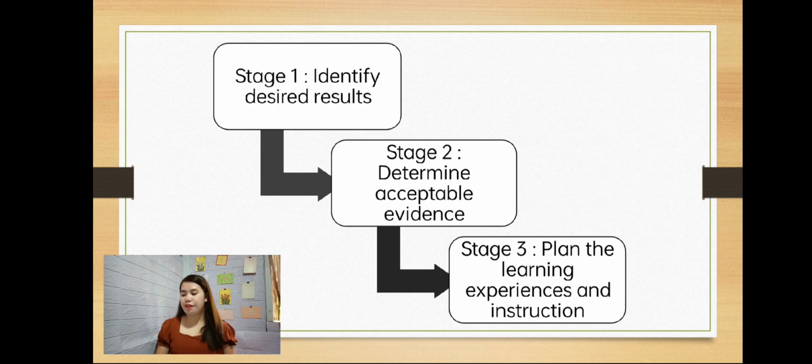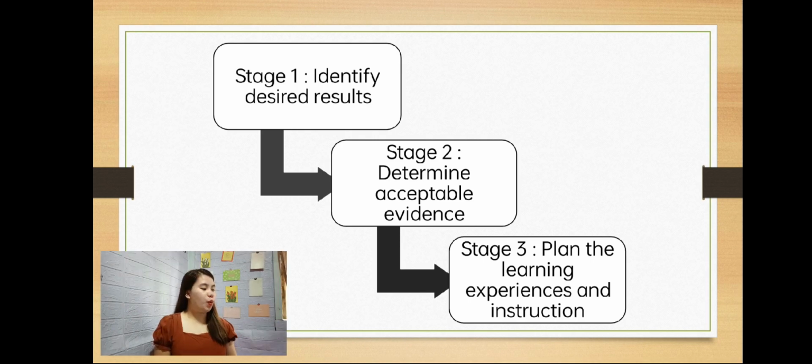Stage 1, identify desired result. Stage 2, determine acceptable evidence. Stage 3, plan the learning experiences and instruction. So, dirian na model is lahi siya because ang evaluation is done before planning the learning experiences and activities. Stage 1, identify desired result.